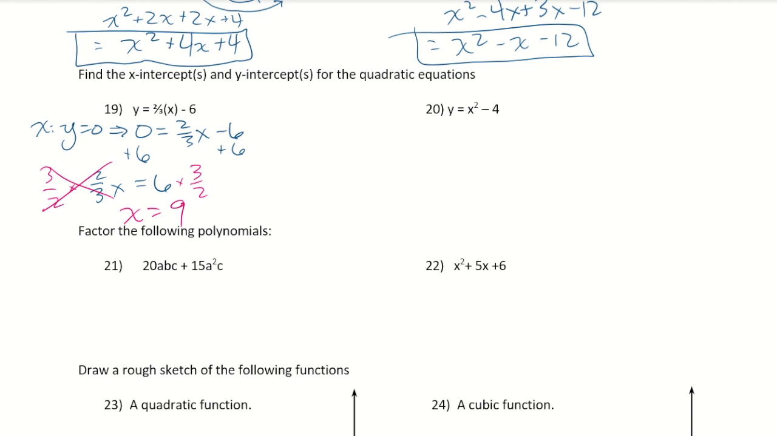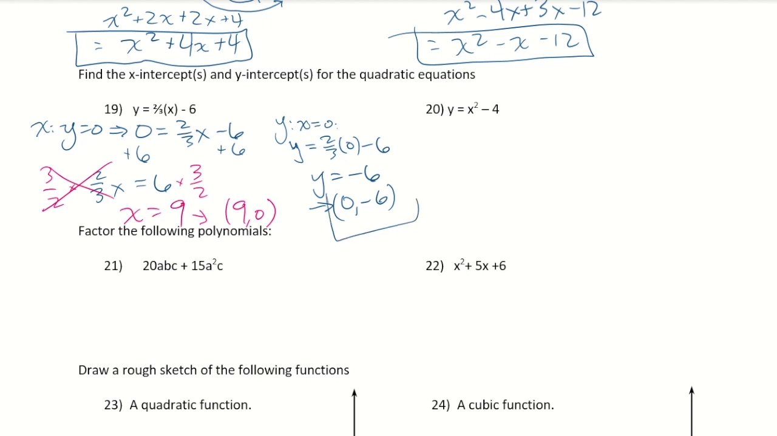So our x-intercept is at x equals 9. So it's going to be 9 comma 0 is going to be the point. And then to find the y-intercept, we set x equal to 0. And that's a little easier because 2/3 times 0 is 0. Therefore, y equals -6. And then our point is going to be 0 comma -6.